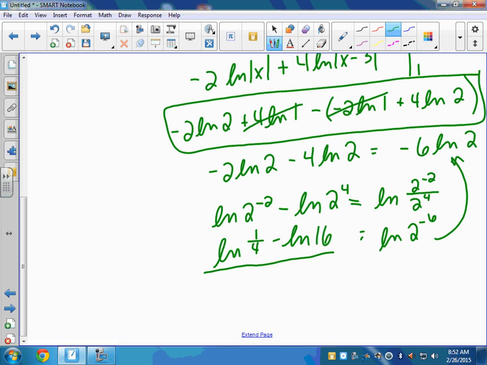Slope fields, I talked to you about slope fields yesterday, and everyone I talked to said they felt terrible about slope fields. Slope fields are not that hard, right?